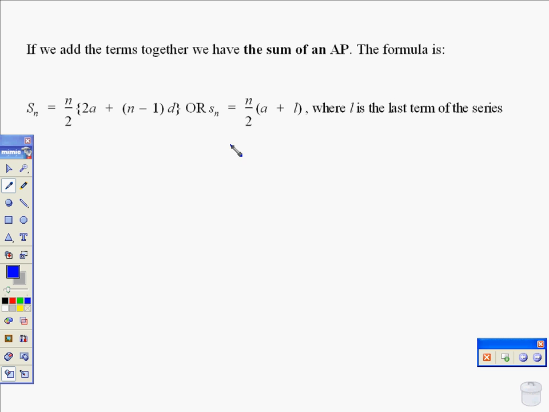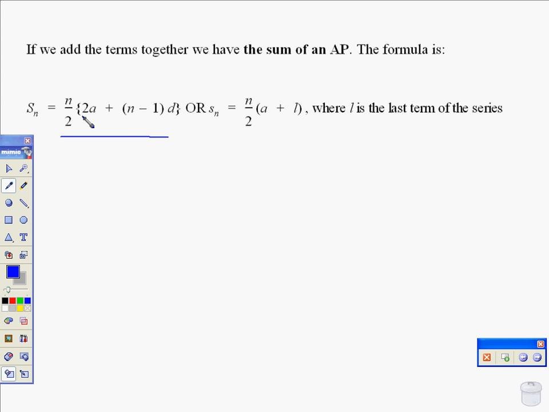This time what we want to do is find the sum of an arithmetic progression. So all the terms that we've got, we want to add them together and see what they sum to. Now the two formulas we use for this one, the first one uses the n, a and d again. It's very similar to the term formula. This time it's n on 2 outside of 2a plus (n minus 1) times d.